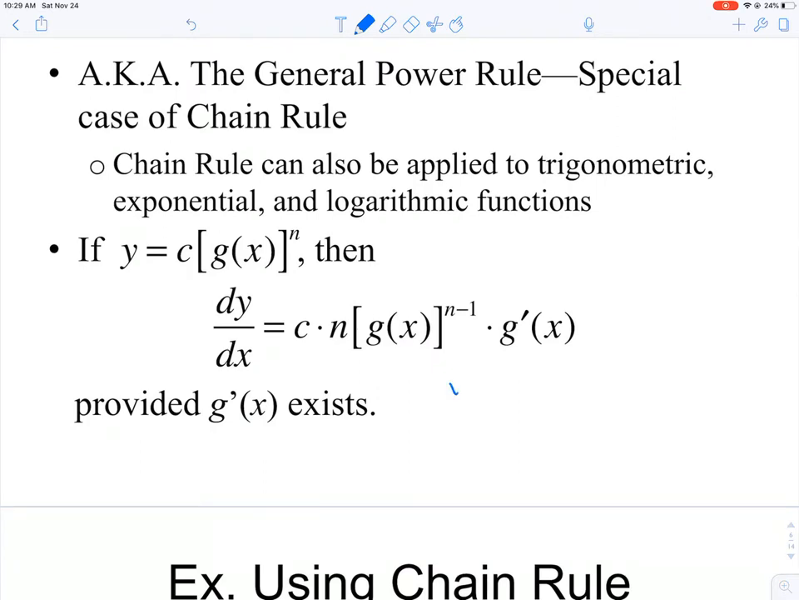So for example, if we have y equals x cubed, we could think of x as being the inside function, and the cubed as being the outside function. So from the chain rule perspective, y prime would be the derivative of the outside, leave the inside alone, times the derivative of the inside, which is the derivative of x, is just 1. So that's just 3x squared, which you know from the power rule is the derivative of x cubed. So that's thinking about the power rule from a chain rule perspective.